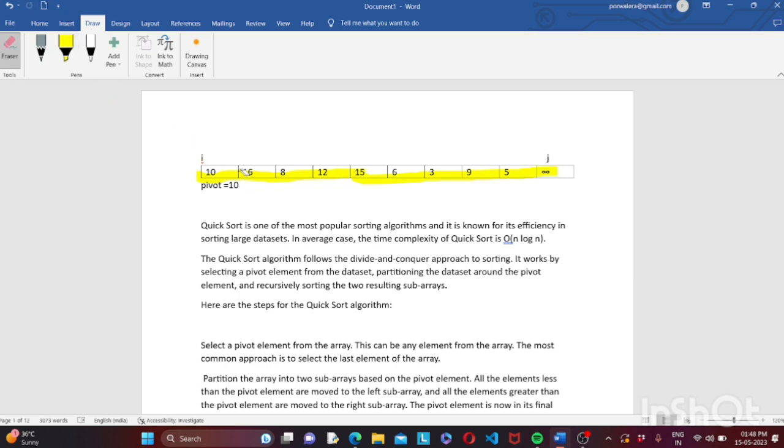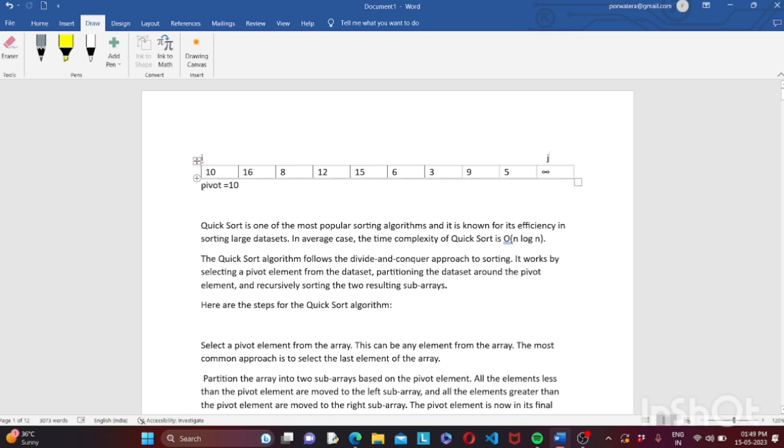Here, as we can see, we have 10 elements. At the positions are 10, 16, 8, 15, 6, 3, 9 and 5, and at the last it's infinity, because the number does not have any limit, so we have considered it as plus infinity. Now we have to arrange these elements in the increasing order, that is, the smallest element will come at the first. But we can see 10 and 16, so they are not arranged.